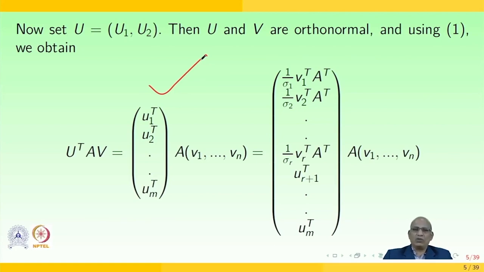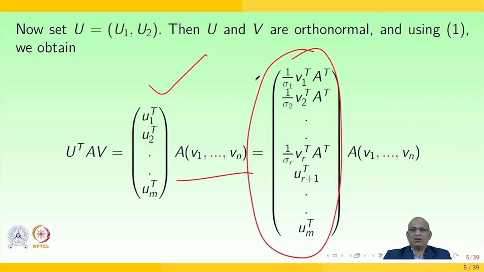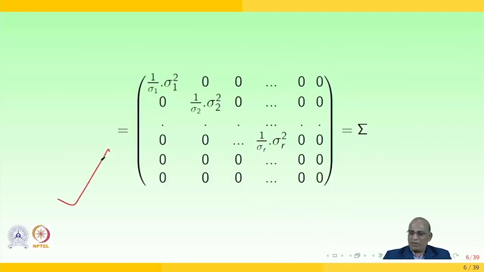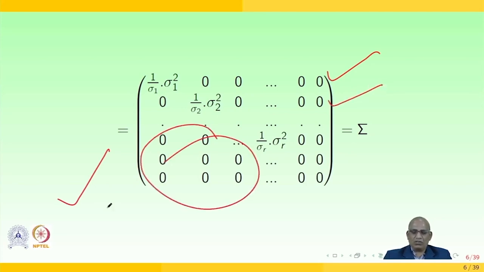That is, U transpose A V will be equivalent to u1 transpose, u2 transpose, up to um transpose multiplied with A of v1, v2, up to vn. So that will be written as this matrix: 1 over sigma 1 times v1 transpose A transpose, 1 by sigma 2 times v2 transpose A transpose, like that, multiplied with A of v1, v2, up to vn. Therefore ultimately this matrix can be written as 1 over sigma 1 times sigma 1 square, and the rest are all zeros in that particular row. Then 0, 1 by sigma 2 times sigma 2 whole square, like that. So these are all zeros, and essentially the matrix is sparse.